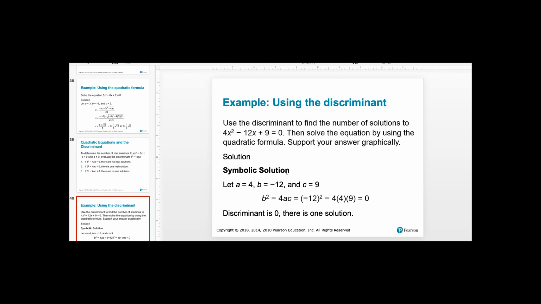Here's just a real quick example of looking at a quadratic and then pulling the discriminant out and explaining what that is. So we have the values of a, b, and c. We plug into the discriminant. We get 0. Since the discriminant is 0, we end up with only 1 solution. Obviously that's a really quick example, but at least you can see it worked out.